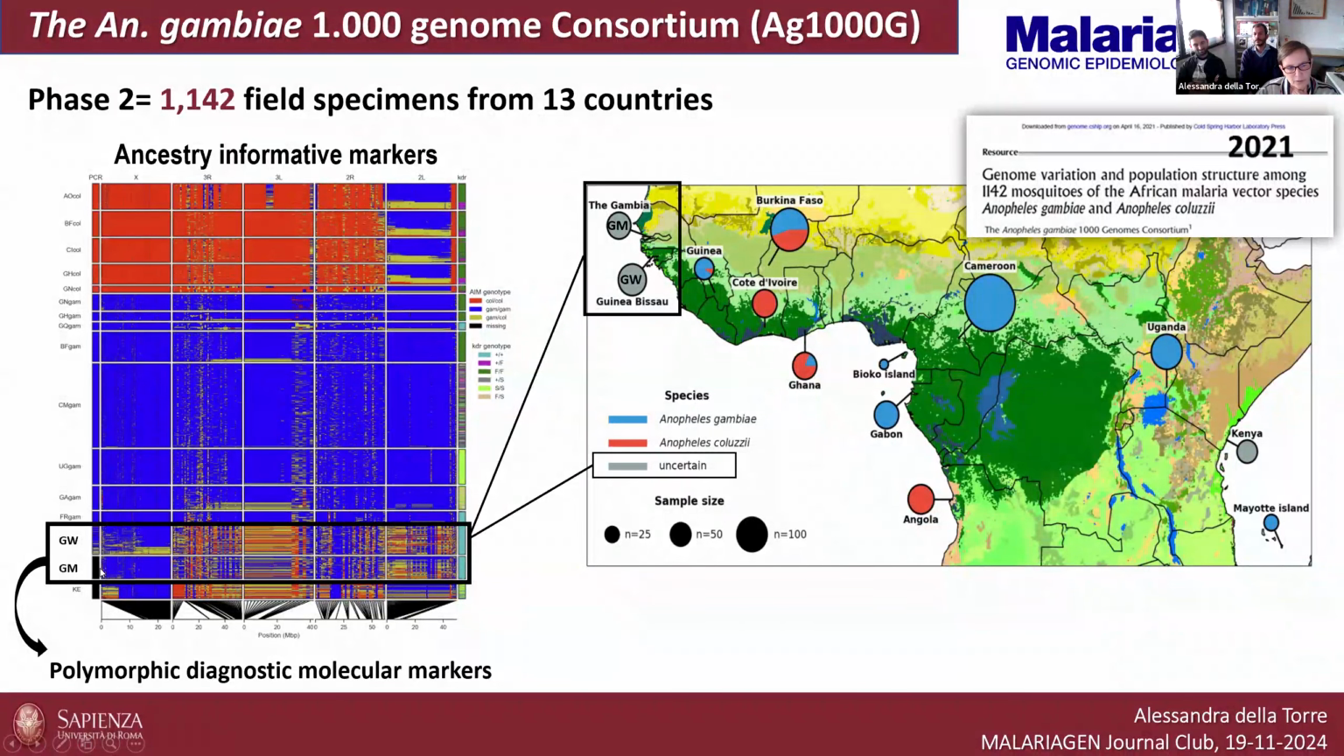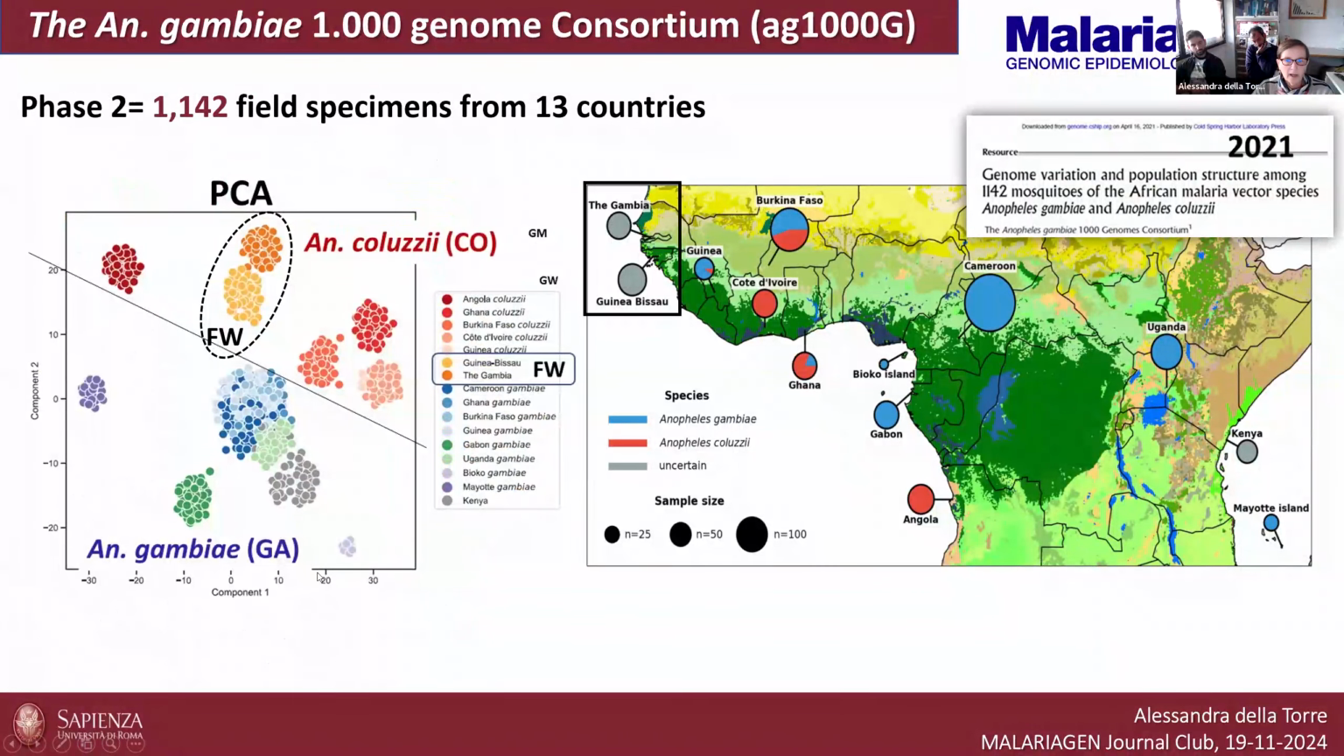So I want you to focus on this population, which confirmed what we thought based on a single marker on the IGS region, that there was something strange going on in the geographic region. This was confirmed by many more markers across the whole genome. And here, always in the same paper, are the results of the PCA based on more than 1,000 individuals, where these two populations from the Far West were clustering with Anopheles coluzzii. So this is the end, let's say, of the background. Let's see what we did starting from this information that we had available.